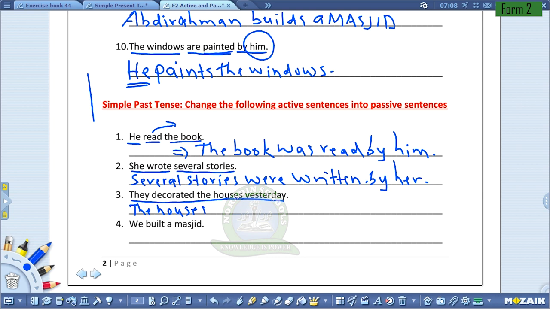The houses, what do you think? Here is the houses. Was or were? Were. The houses were decorated. The houses were decorated by them.